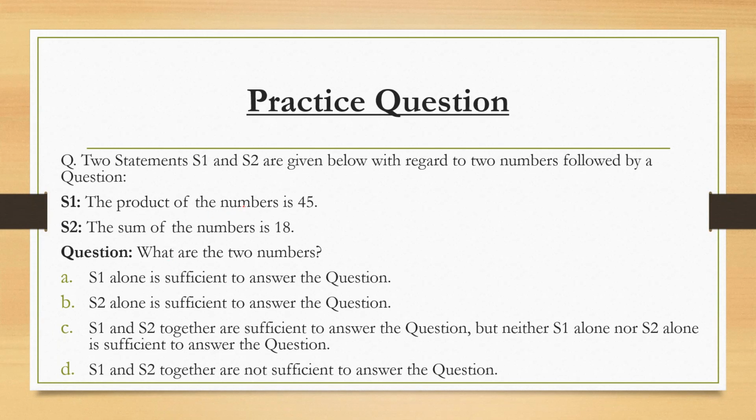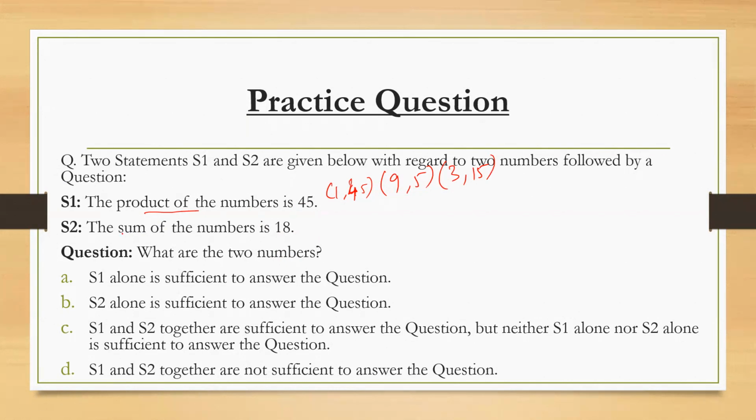Okay, so here, what is the concept here? If you just consider statement 1 alone, that is, the product of numbers is 45, what do you get? There are multiple such pairs possible. 1 and 45 is one such possibility. Similarly, another one is 9 and 5. Another one is 15 and 3, 3 and 15. So here we are getting different pairs. So statement 1 does not answer my question because I'm not getting a unique pair of numbers.